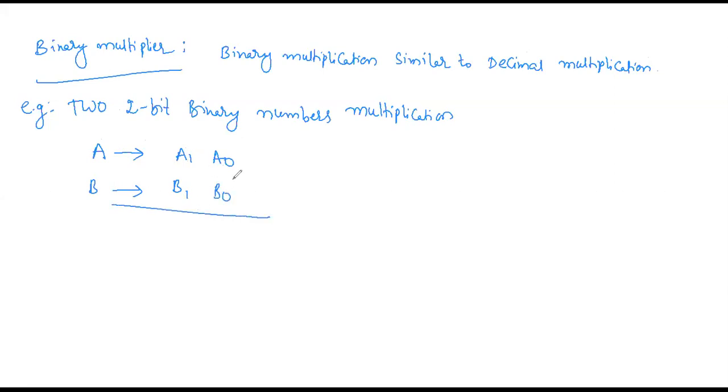Now do the multiplication. How do we do the normal multiplication? B0 into A0. Write down that, A0 into B0. Next B0 into A1, so A1 dot B0. Next B1 into A0. Each term is known as a partial product. A0 B0, A1 B0 are known as partial products.